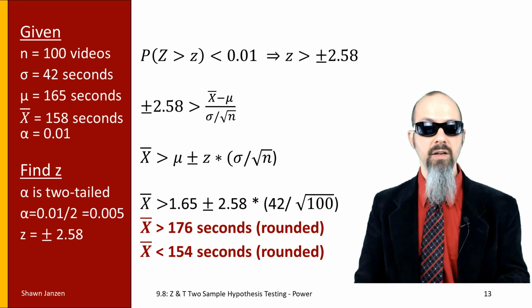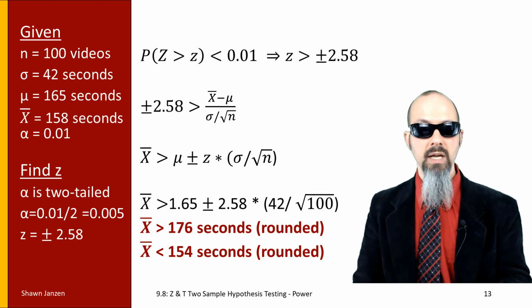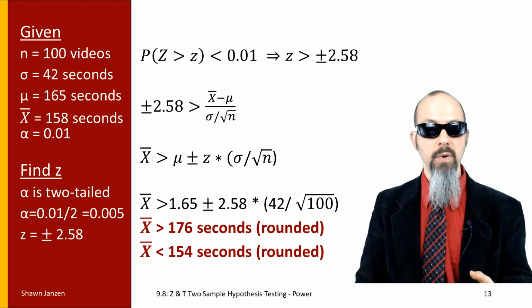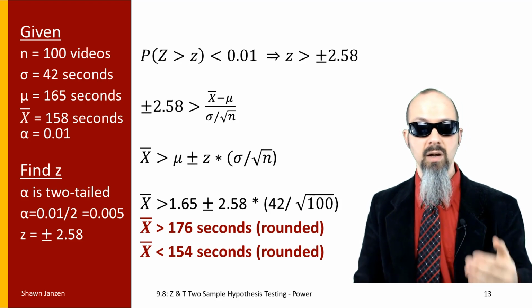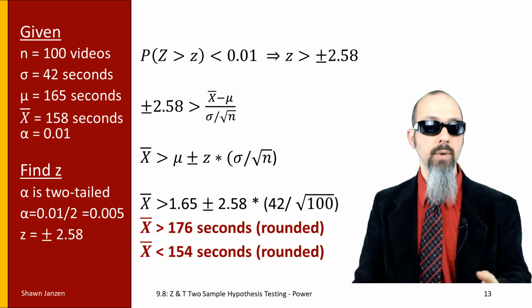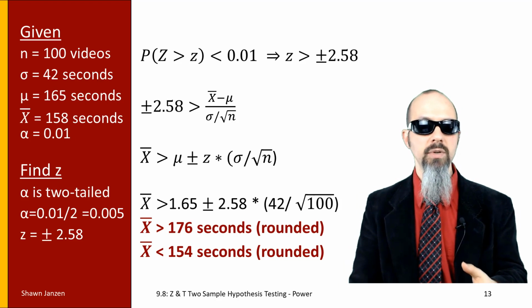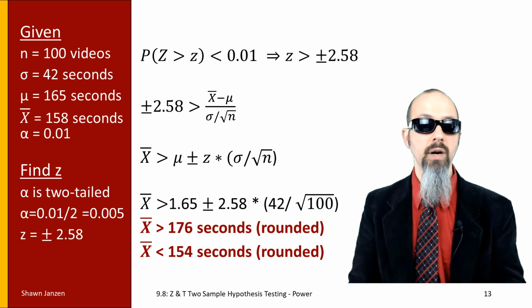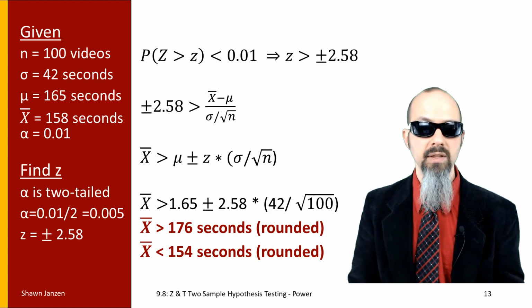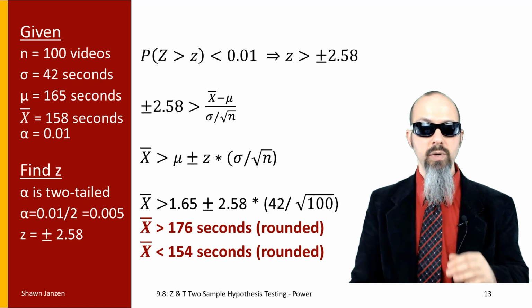And if I take the value numbers I have and plug them in, what I come up with is that x bar is either going to be over 176 seconds or under 154 seconds, and they're rounded. I rounded these to whole integer numbers because for the most part we're just counting seconds as whole numbers here. We're not counting partial seconds for commercial airtime and things like that. So we just sort of walk through this.